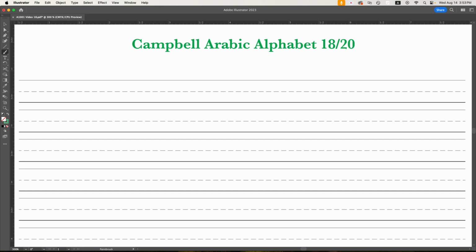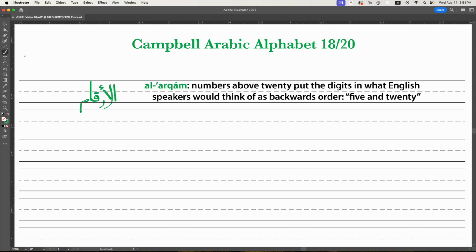And in the following lessons, I'm going to address how to tell time and then how to do dates. So we'll get up to numbers above 1,000 then. So we have al-arqam, the digits, the numbers. And numbers above 20 put the digits in what English speakers would think of as backwards order. So we don't say 25, we say 5 and 20. German does this as well as a few other languages. So it's not super uncommon. And in very old school versions of English, you'll see 5 and 20 if you read Shakespeare, for example. So it used to exist this way in our language, but it's held over in Arabic.